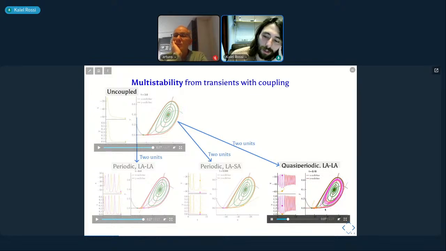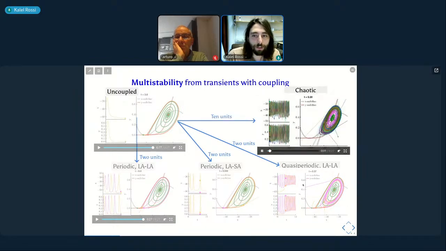Units oscillating quasi-periodically with a large amplitude. This is for 2 units. If you couple more units, you can get even more complicated behavior. So for instance, for 10 units, you can get chaotic oscillations. All of these oscillations, again, emerge because the long transients interact with the coupling in the system.